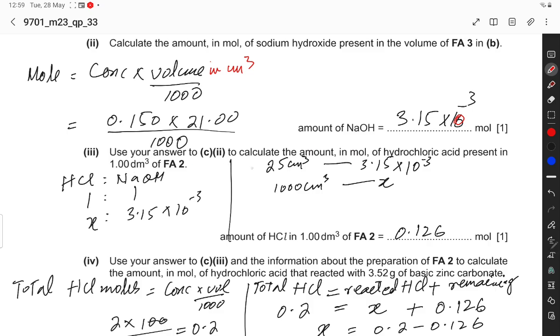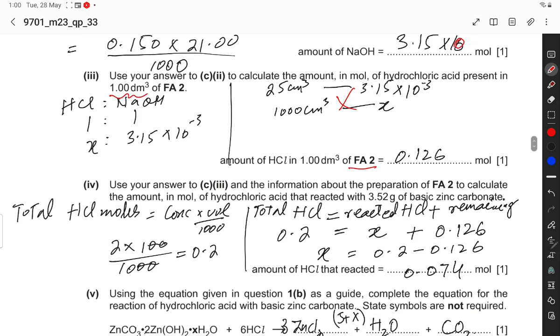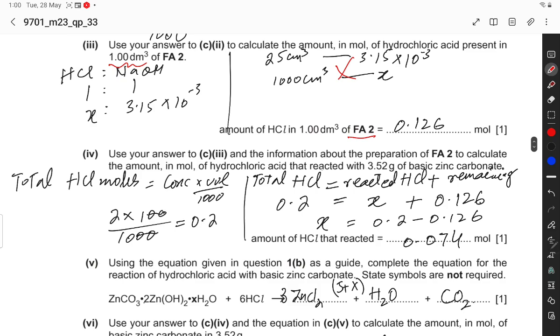Use your answer to C2 to calculate the amount in mole of hydrochloric acid present in the 1 dm cube of Fa2. We know that these moles are in 25 centimeter cube, so what would be the mole in 1000 centimeter cube? That is equal to X. By cross multiplying, we get the mole of HCl in 1 dm cube of Fa2, which is equal to 0.126 mole. Use your answer to C3 and the information about the preparation of Fa2 to calculate the amount in mole of hydrochloric acid that reacted with 3.52 gram of basic zinc carbonate.